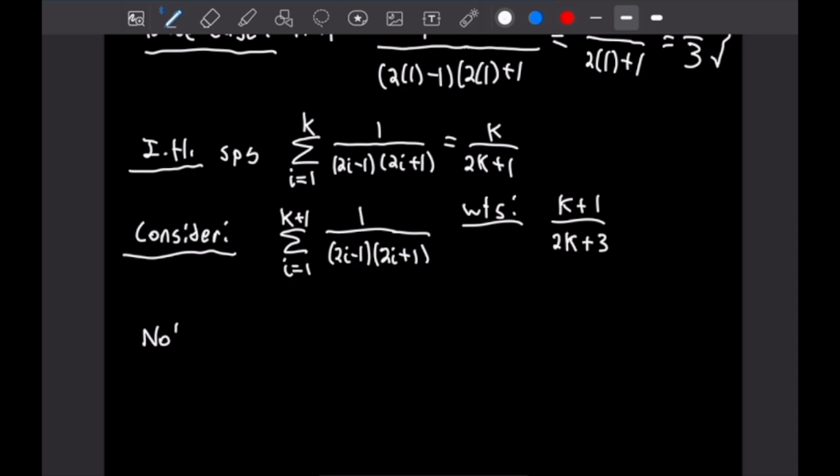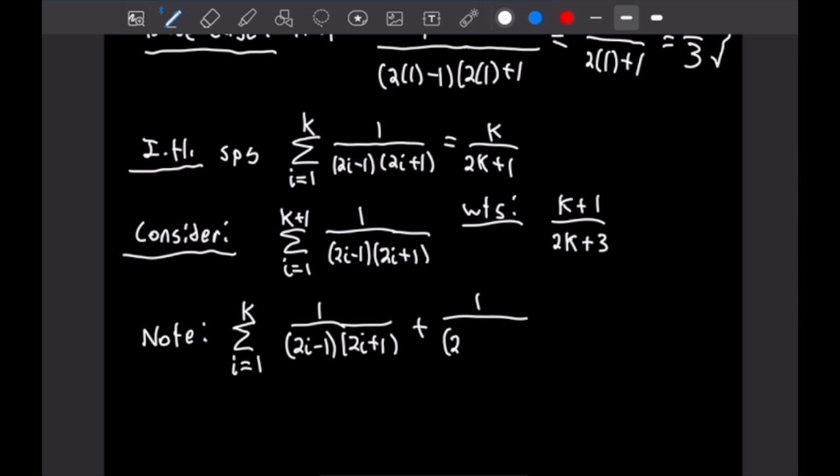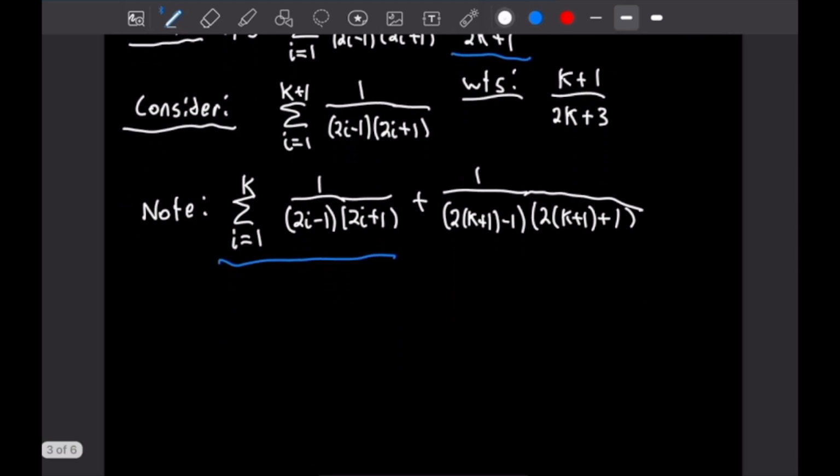So to proceed, I'm going to go ahead and note that we can write our sum in the following way. We can write it as the sum as i goes from 1 to k of 1 over 2i minus 1 times 2i plus 1, plus just our k plus first term, which will be 1 over 2 times k plus 1 minus 1 times 2 times k plus 1 plus 1. Great. And I want you to go ahead and notice that this first sum is just our induction hypothesis, so we can make the following substitution that I've outlined here in blue. So we can replace this first part with k over 2k plus 1. And then we will add our second term in.